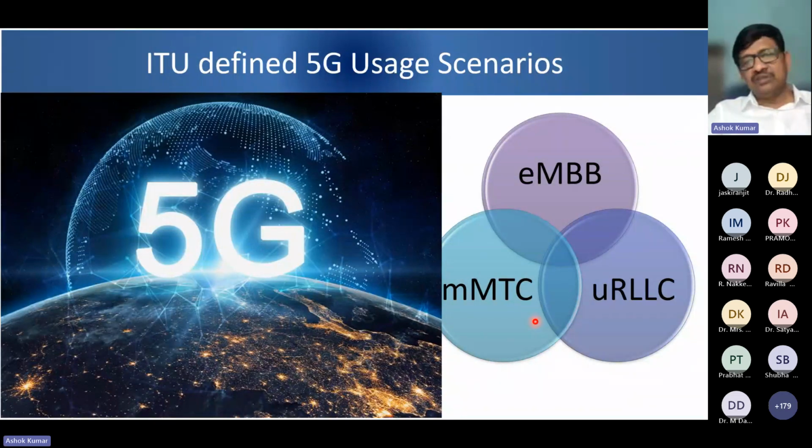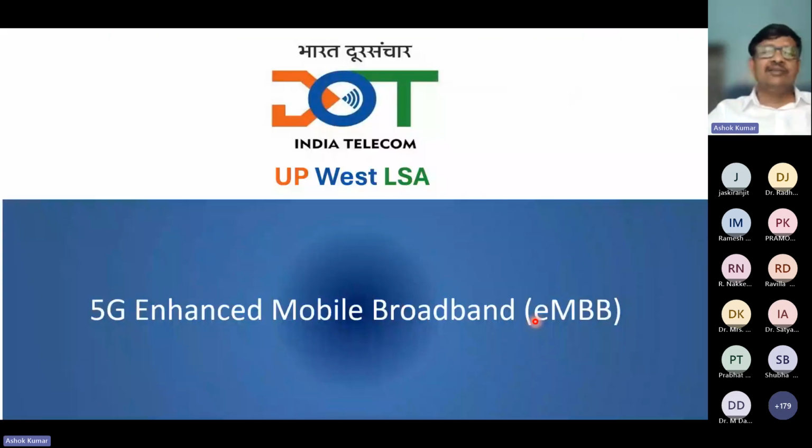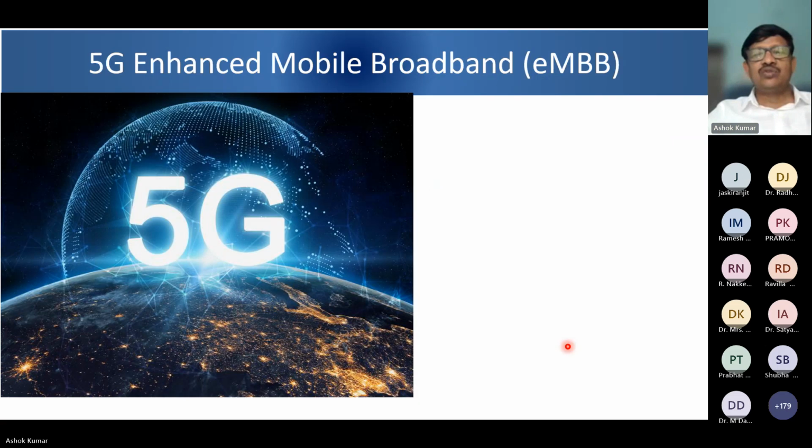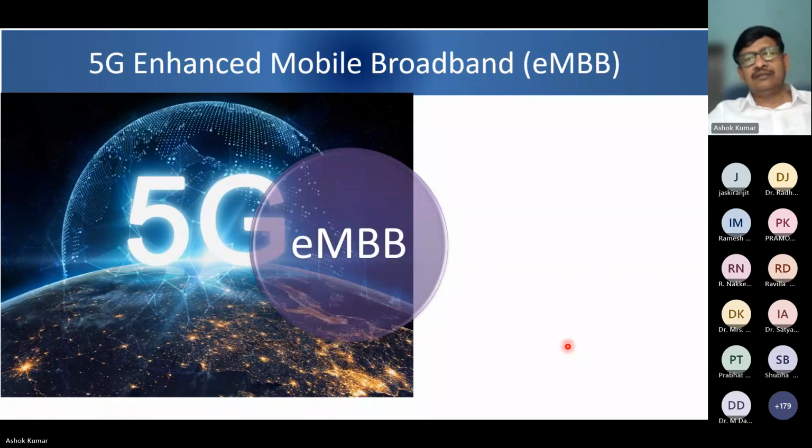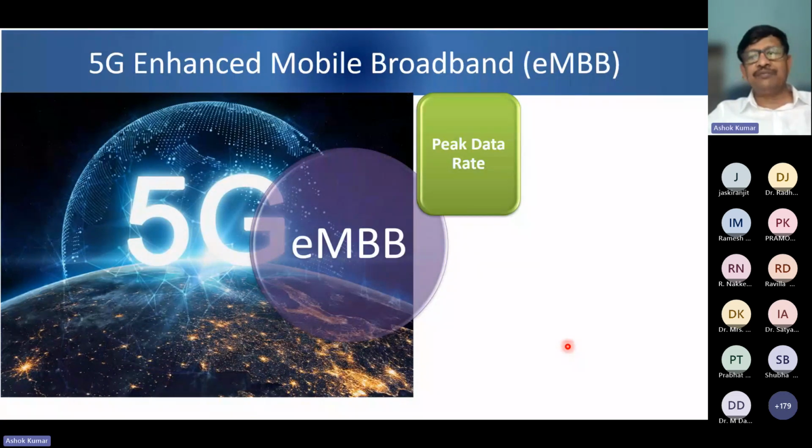Now, to support these usage scenarios, you need certain capability of 5G radio. So what are those capabilities? Let us talk about them, starting with 5G enhanced mobile broadband, that is eMBB. So what are the key capabilities of 5G radio, which have been specified by ITU, right? So these are ITU defined key performance parameters of 5G radio. So starting with the peak data rate.